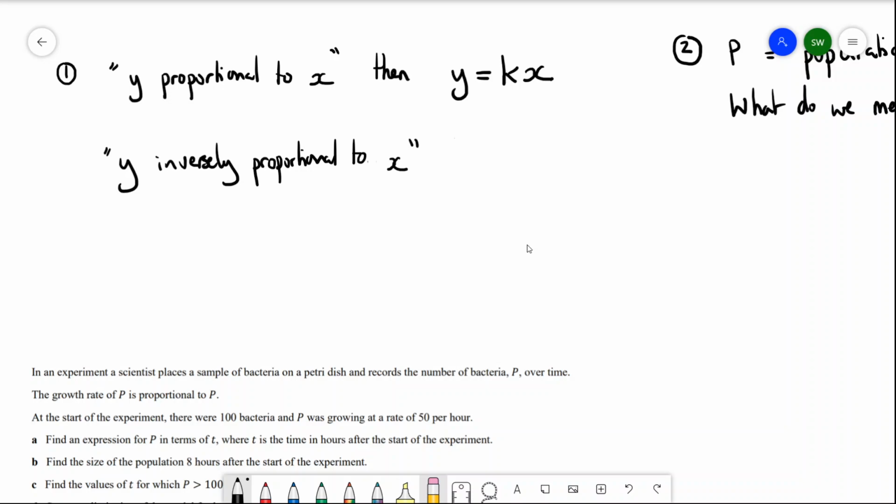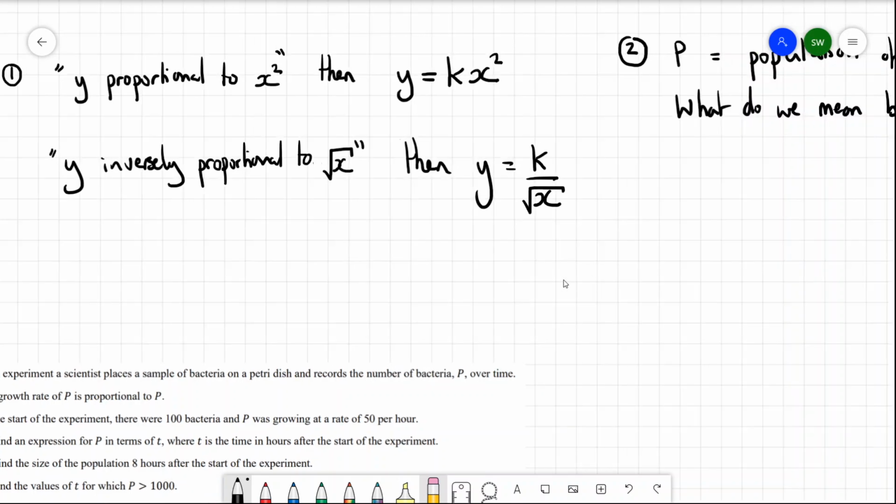And it's important that you realise that you could replace x with x squared, and that would just mean that y equals kx squared. And you also need to know that if y is inversely proportional to x, then we can say that y is equal to k divided by x. And again, we can replace x with any function of x. So for example, if it said y is inversely proportional to root x, then we know that y equals some constant k divided by root x.